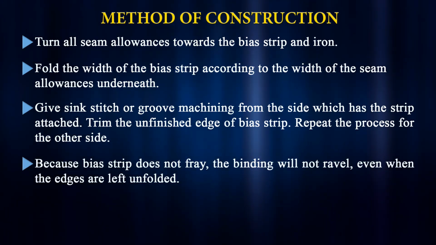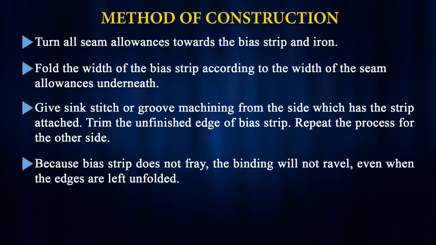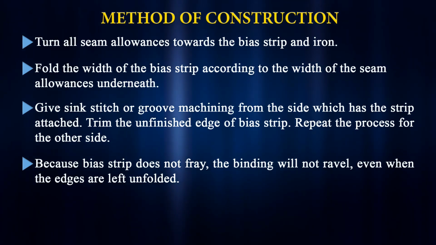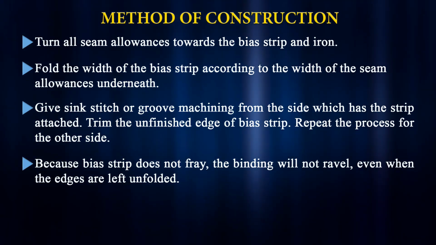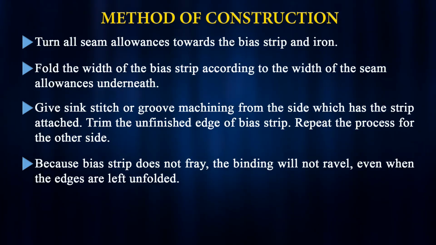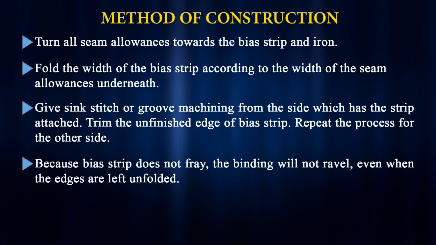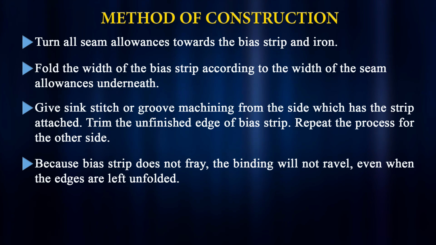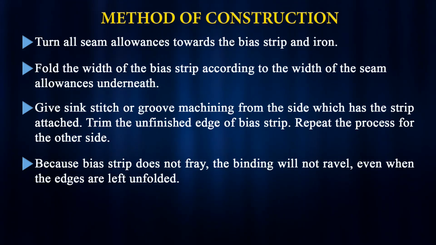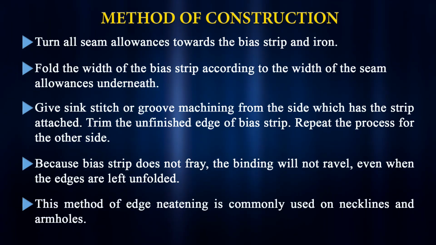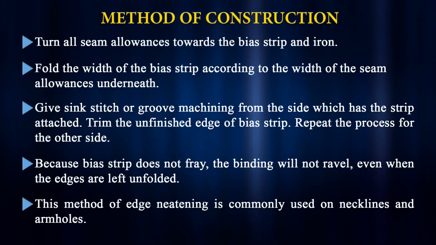Because the bias strip does not fray, the binding will not reveal even when the edges are left unfolded. If we do not fold the seam edges, it will not fray because the bias binding we have used is cut on the bias, so the threads do not come out from that layer. So this method of edge neatening is commonly used on the neckline and the armhole.